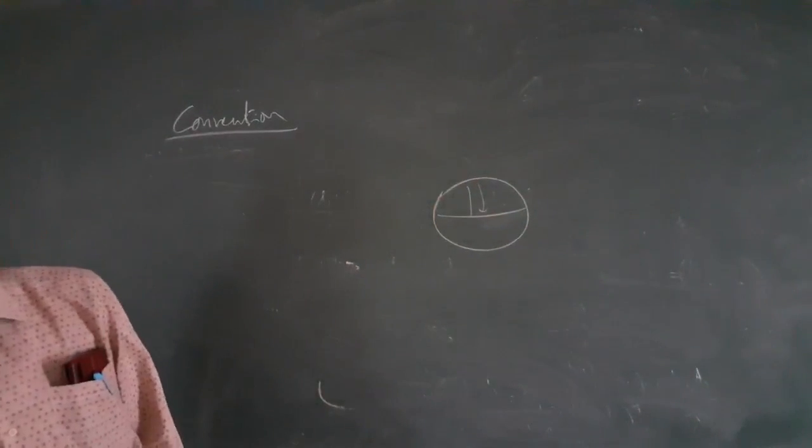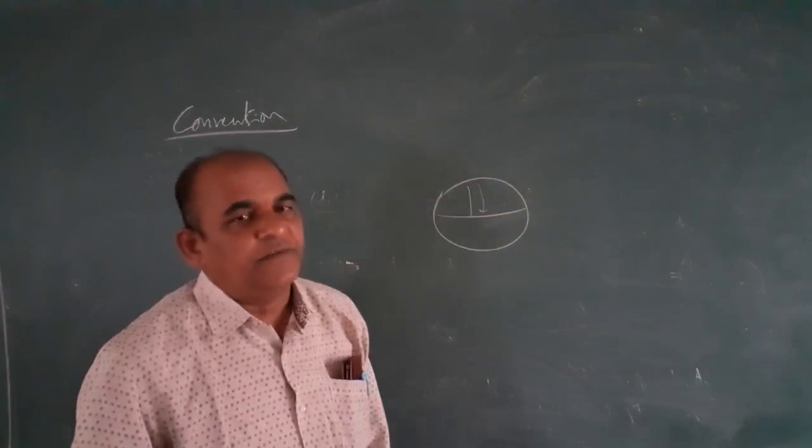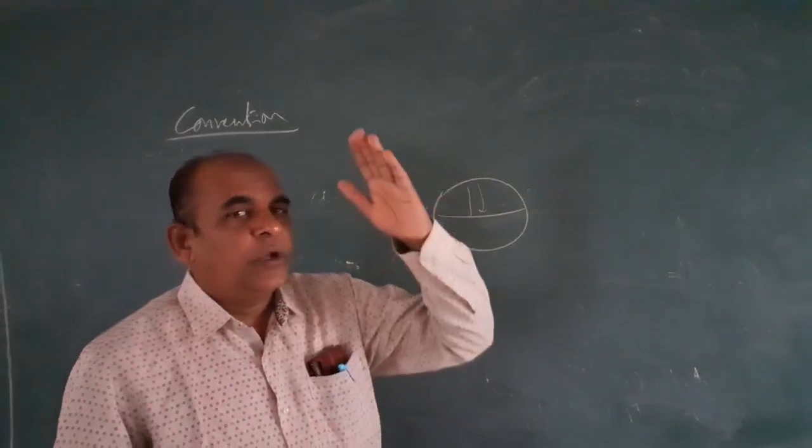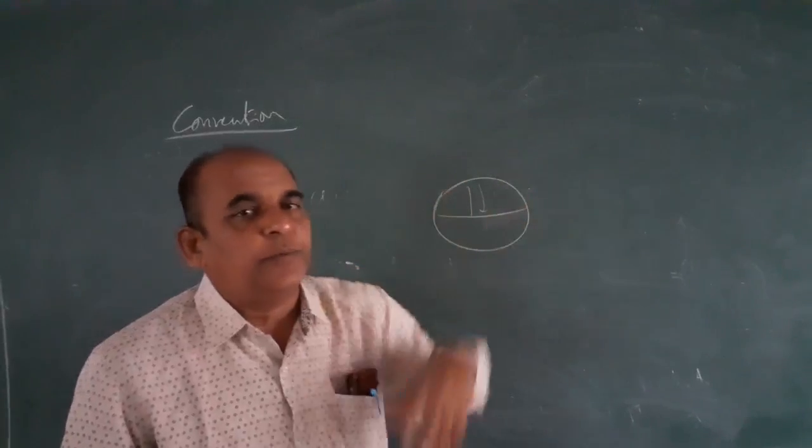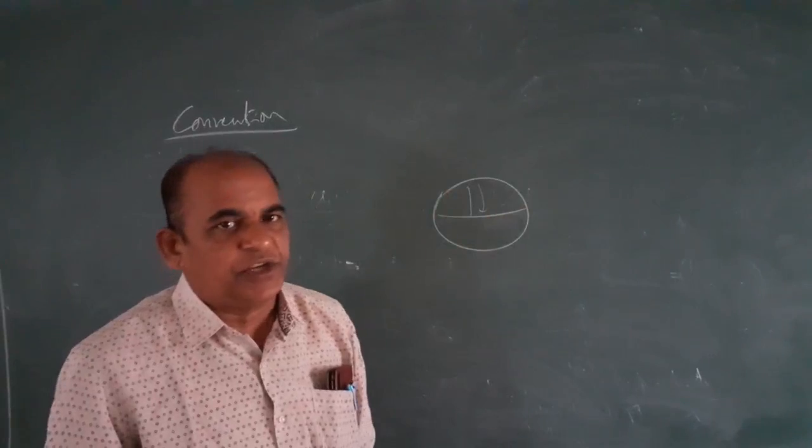And convection is again of two types: forced convection and free convection. Hot air going up by itself is called free convection. If we are pulling it by force, that is called forced convection.